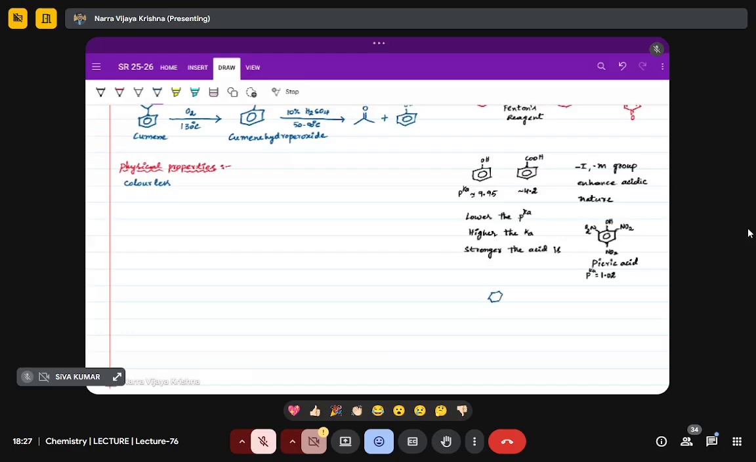Phenol in atmospheric oxygen converts into quinone. With the quinone, other phenol molecules will involve in hydrogen bonding. Will you understand like this? Quinone and phenol molecule showing hydrogen bonding, right? Because of this, it imparts pink coloration.